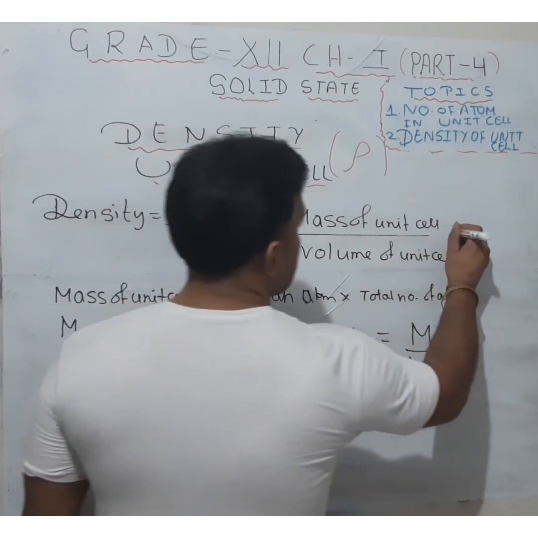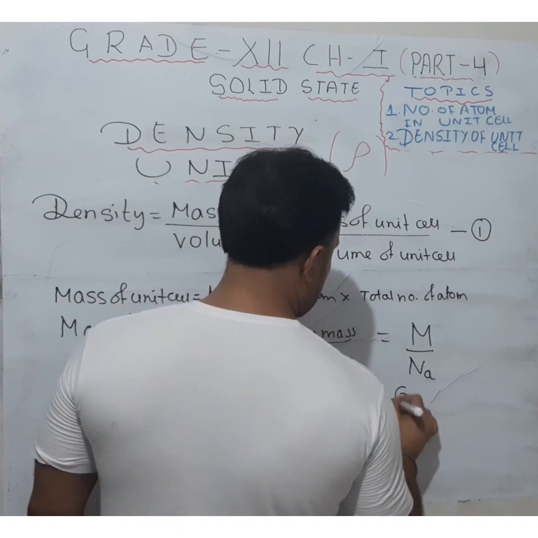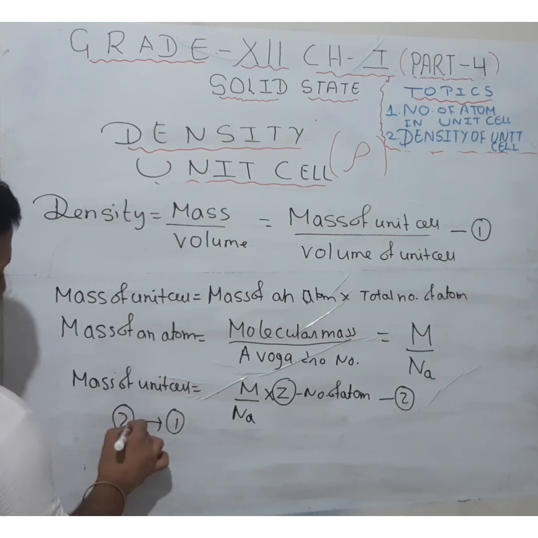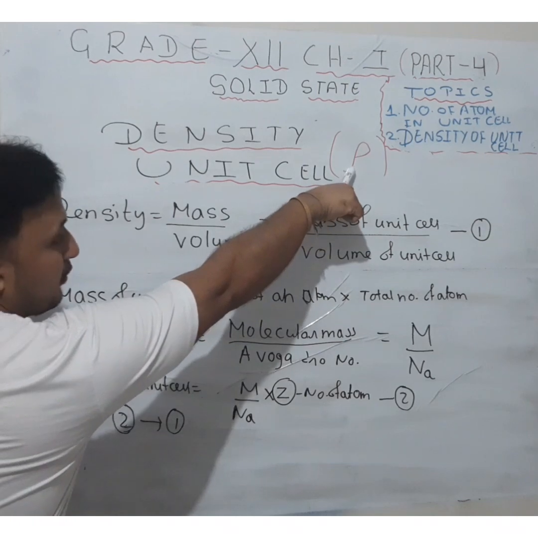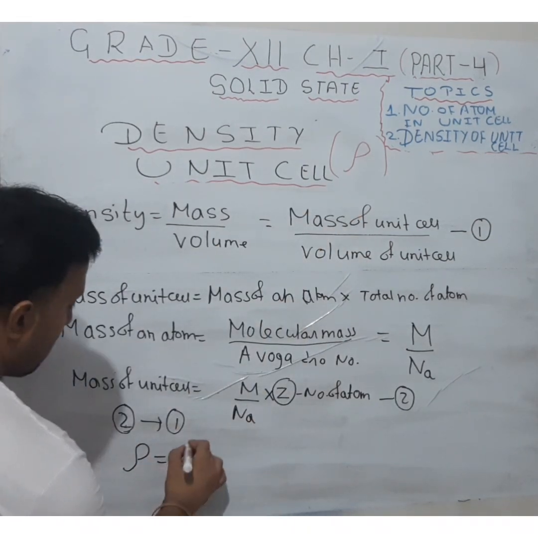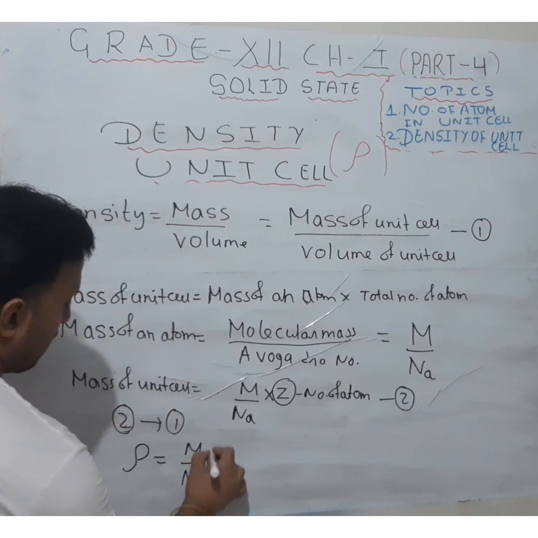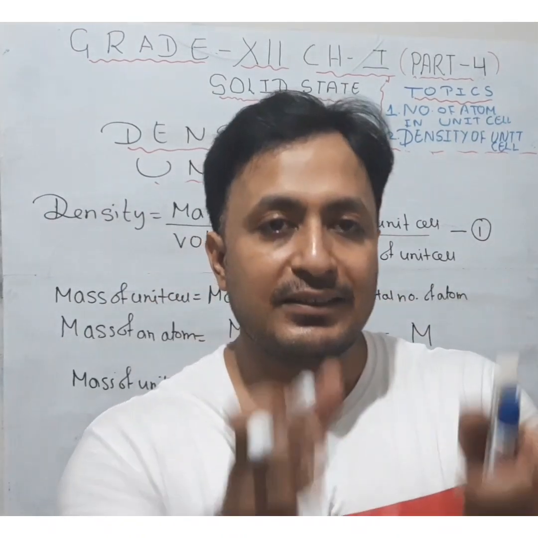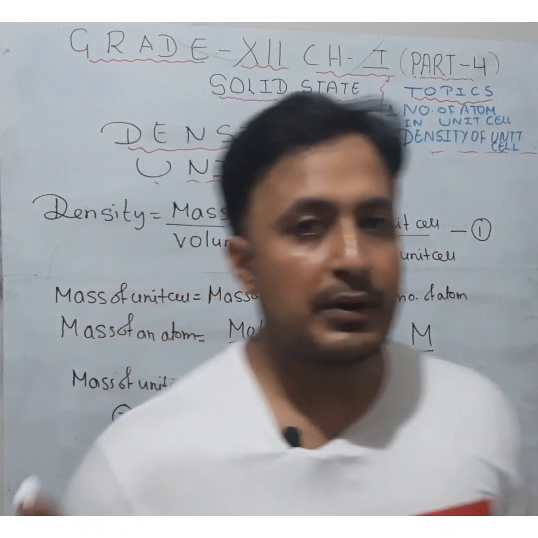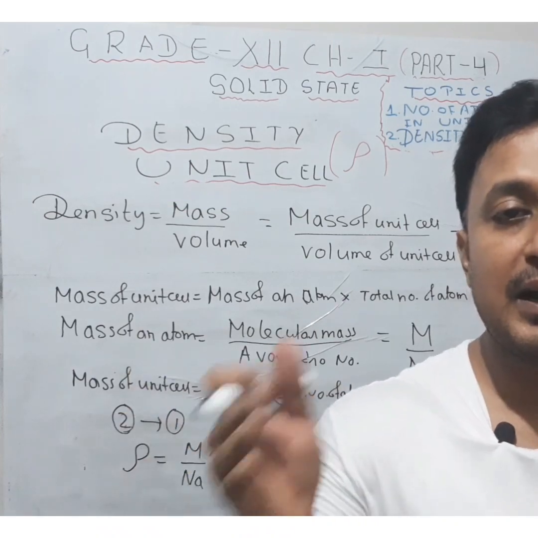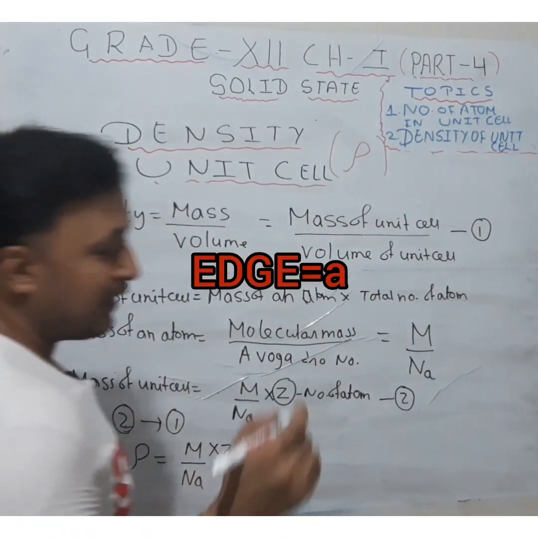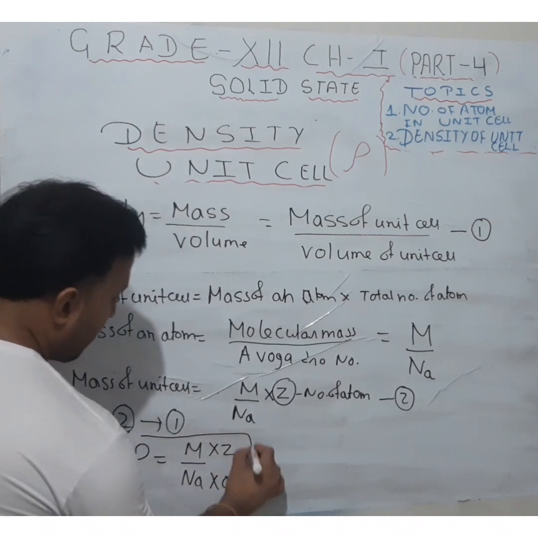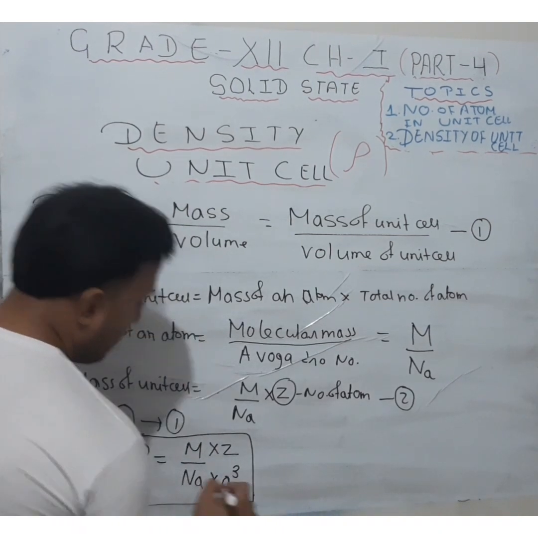Suppose we consider this equation as 1 and this equation as 2. When you put the value of equation 2 in 1, the density, which is represented by rho, will be equal to M upon Na multiplied by Z. Now what is left? The volume of the unit cell. We have considered every unit cell as a cube, and the volume of a cube is edge length cubed. So if we consider the edge length as a, the volume of the unit cell becomes a cube.